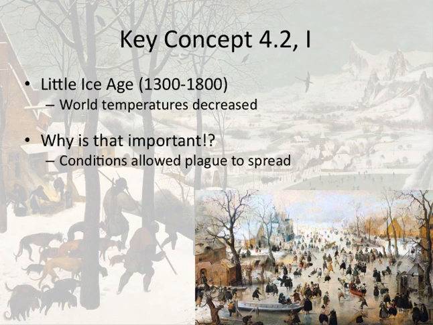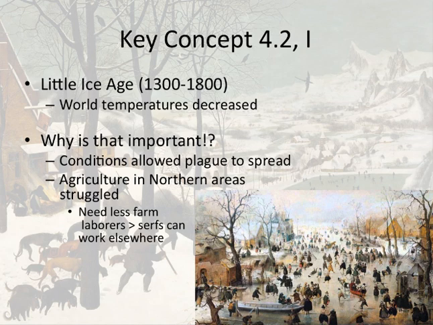Well, one reason is because it allowed for the plague to spread. Lower temperatures mean lower immune systems, and also lower temperatures means more rats, which, of course, bring their fleas and allows the plague to spread. Now, agriculture in the northern hemisphere really struggled during this time. So, with the need for less farm workers, serfs can work elsewhere. A lot of them move to cities looking for jobs, but of course, with less agriculture, there's less things to trade. Therefore, cities aren't necessarily hopping areas either.